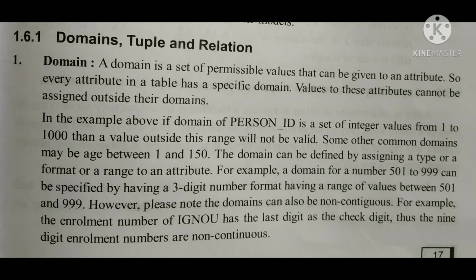Second one, that is the tuples. What is a tuple? Each row in a table represents a record and is called a tuple. Once again, a tuple means each row in a table represents a record. A table containing n attributes in a record is called an n-tuple.